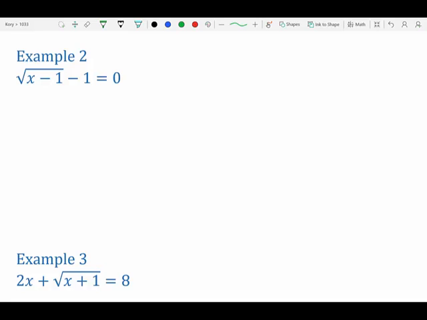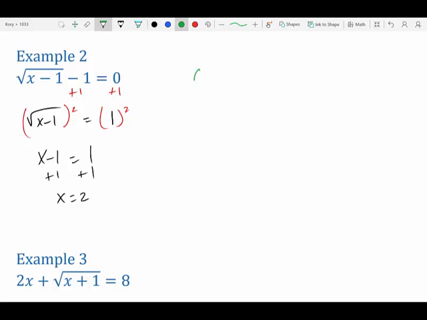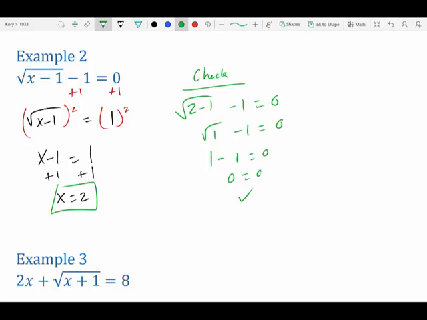Example 2. We need to isolate the radical. It's not by itself. So in order to isolate it, we need to move over the 1. So we have the square root of x minus 1 equals 1. Now we're going to square both sides because the index is 2. So we have x minus 1 equals 1. Add 1 to both sides. So we have x equals 2. Now we need to check our answer. So we have the square root of 2 minus 1, minus 1 equals 0. The square root of 1 is 1. And 1 minus 1 does equal 0. So 2 is a solution.